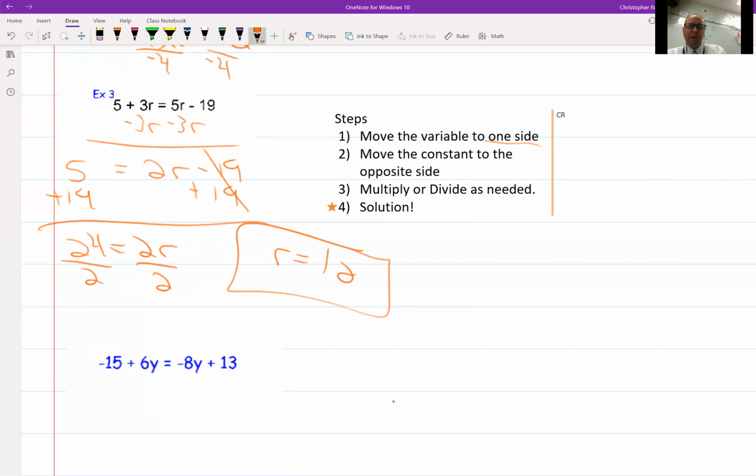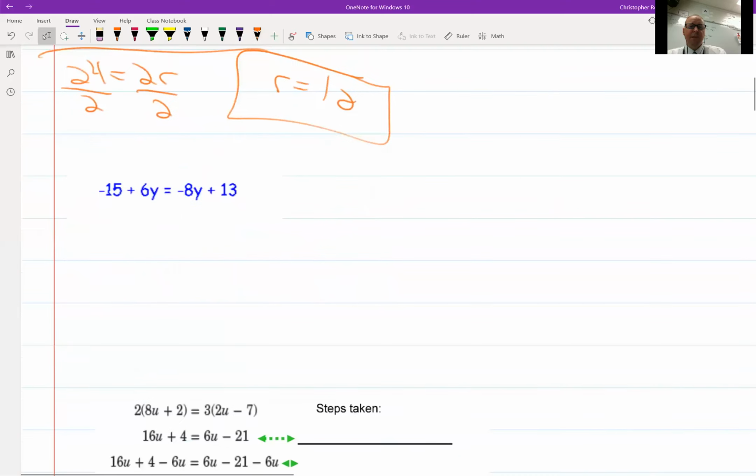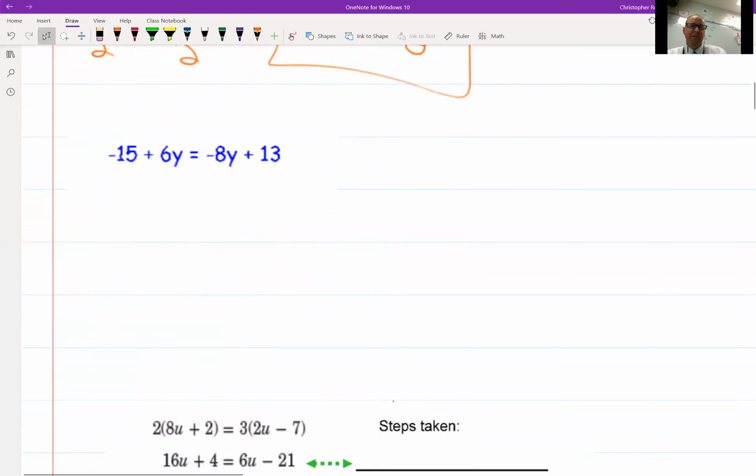So move the constant to the opposite side of where we're talking about. That's why I moved 19, because I had all the variables onto the right, all the constants went to the left, and then we can divide as needed. So very basic steps, but they'll get you out of a jam if you forget or something's going on there.